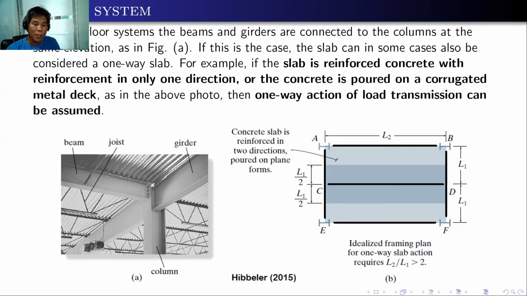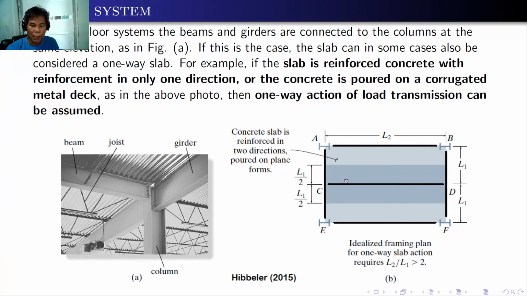For some floor systems, the beams and girders are connected to the columns at the same elevation, as you can see in the figure below, because this is easier and also more advantageous for the floor-to-floor distances. If this is the case, the slab can in some cases be considered a one-way slab. For example, if the slab is reinforced concrete with reinforcement in only one direction, or the concrete is poured on a corrugated metal deck, as in the picture below, then one-way action of load transmission can be assumed. So for this particular actual structure, we can idealize it like this.